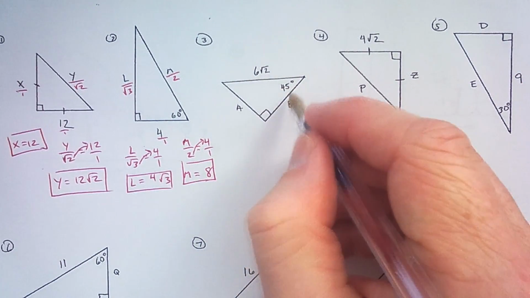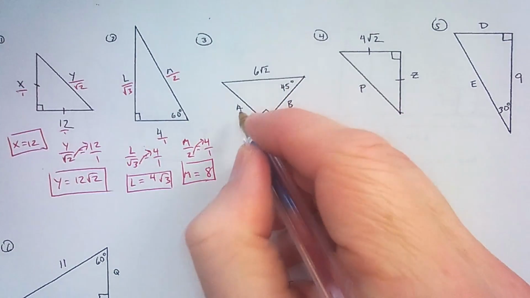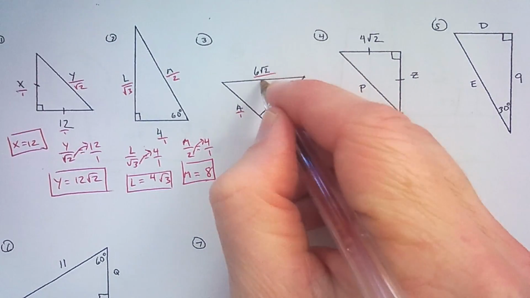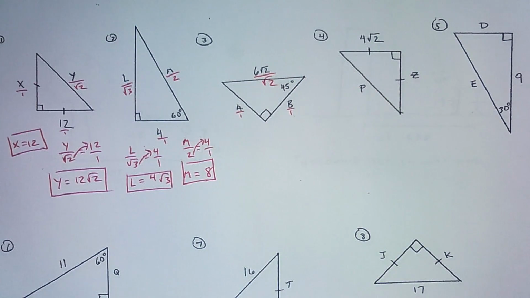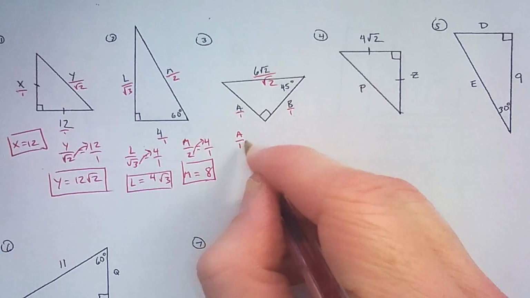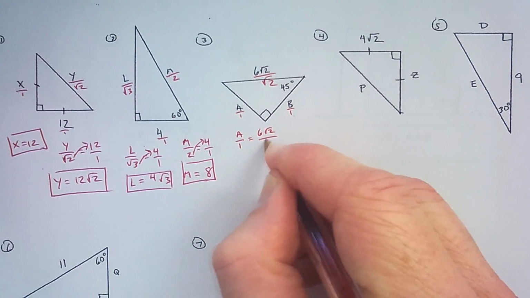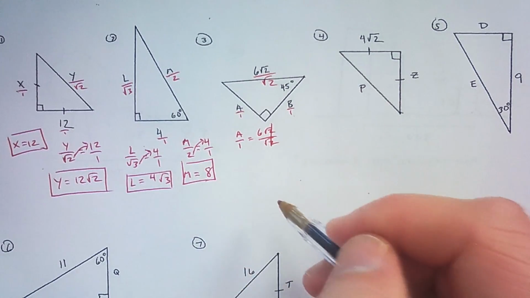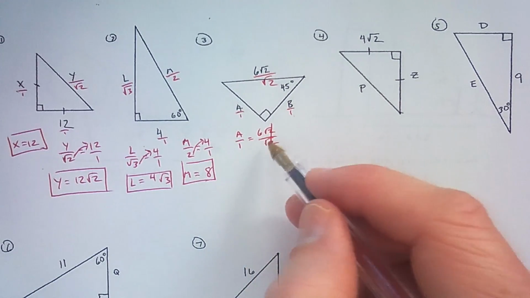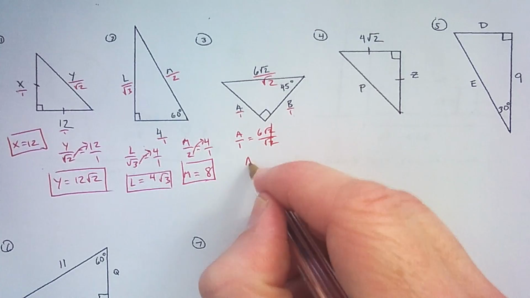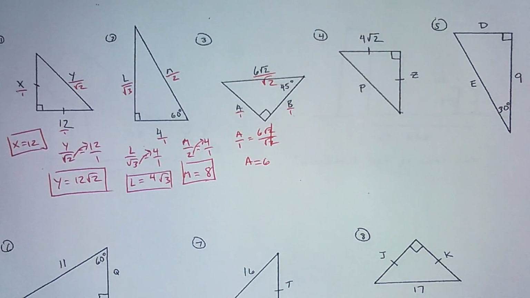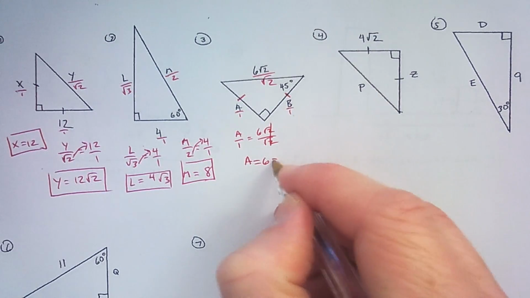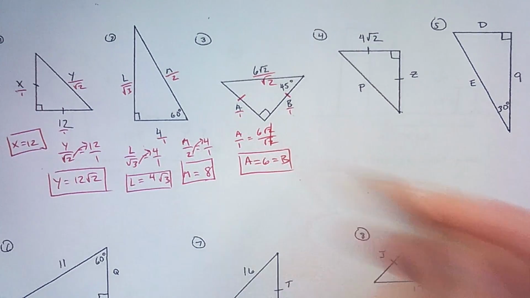All right, here I've got another 45, 45, 90. Legs are to 1 as the hypotenuse is to the square root of 2. So I have A is to 1 as 6 root 2 is to root 2. Now the square root of 2 over the square root of 2 cancels. So I'm left with A over 1 equals 6, and that's over 1. So really, A equals 6. And because a 45, 45, 90 is isosceles, that means B is also 6.